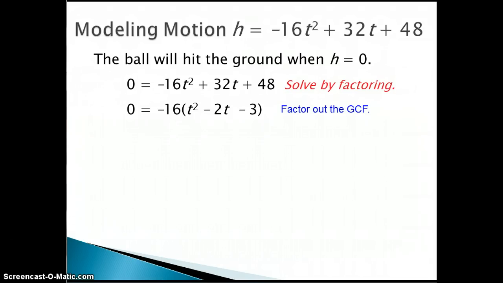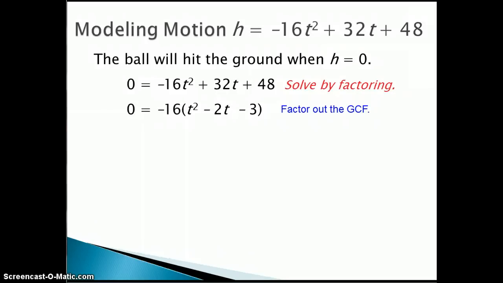If you have a negative coefficient on your x squared or your t squared term in the front, then it's best to factor out that negative with the greatest common factor. The greatest common factor between 16, 32, and 48 is 16, but we're going to pull out a negative 16 so that the remaining factor has a positive coefficient on the t squared so that it's easier to factor.